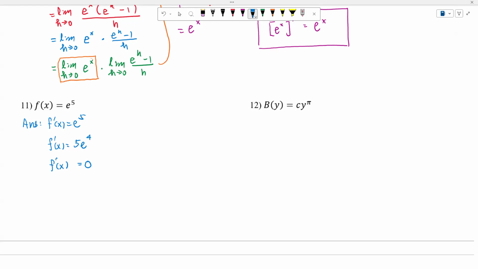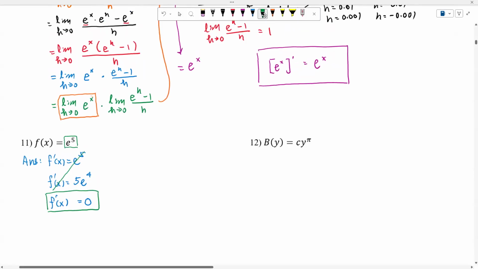Let's think about this. And I hope that you choose the answer f prime of x is equal to 0. Why not these two? The reason is e to the power 5 is a constant. So that's why when you take the derivative it must be 0.